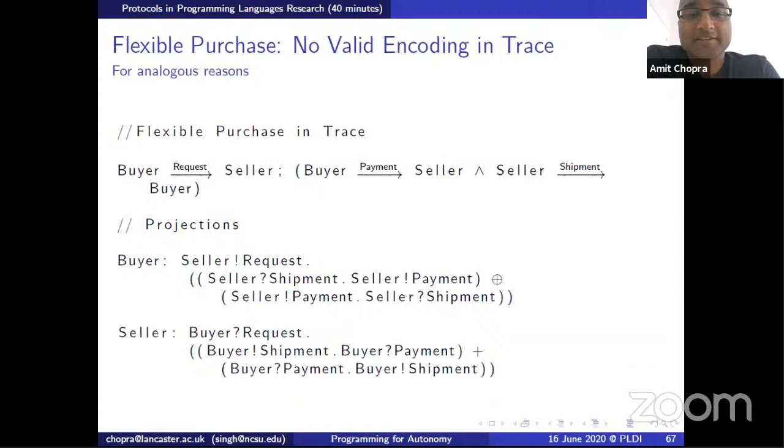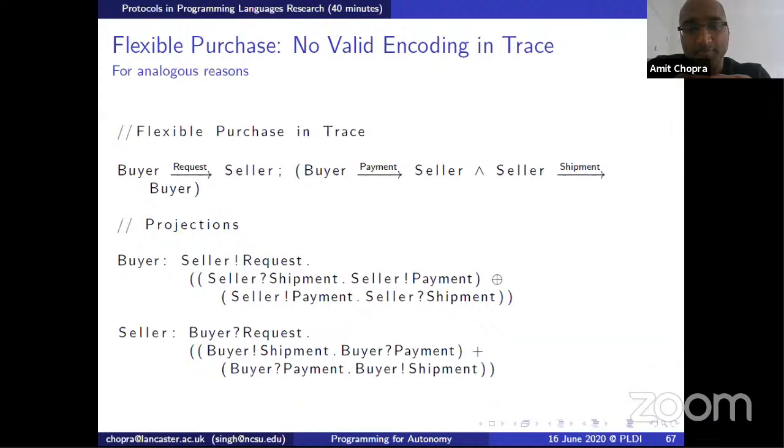two things, payment from buyer to seller, and shipment from seller to buyer. The and indicates a shuffle. So these could happen in any order. That's what the protocol is saying. And if you take the projections, you give the external choice to one party and the internal choice to the other. So consistently with Scribble, we gave the internal choice to the buyer, which is indicated by the circle plus operator.